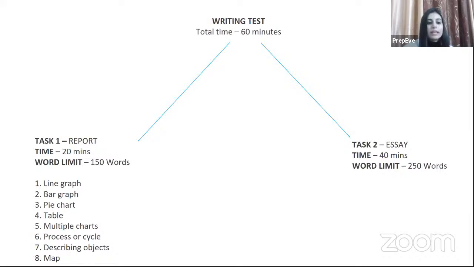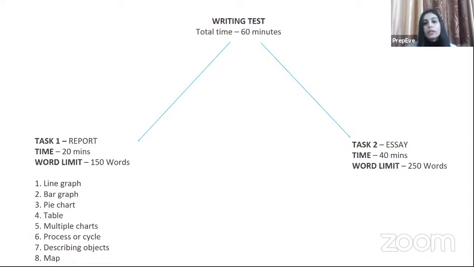Then we have 8 different types of questions when it comes to report writing: line graph, bar graph, pie chart, table, multiple charts. Multiple charts basically means there are 2-3 diagrams or charts given to you. Then there could be a process or cycle, which means there are some steps explaining a procedure to you, and then describing objects and map. More or less, each of the types is self-explanatory. In the future sessions, we'll be taking up those as well.